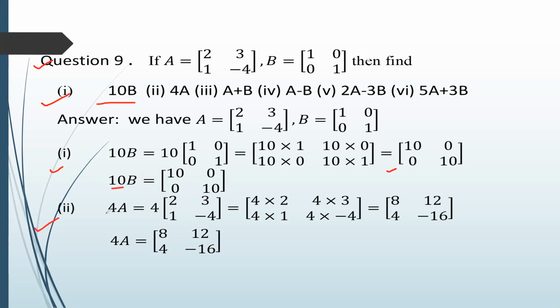Now we go for the second part, which is 4A. It means 4 multiplied by A. Now we multiply each element of A by 4. So 4 multiplied by 2, 4 multiplied by 3, 4 multiplied by 1, 4 multiplied by minus 4. So we get 8, 12, 4, minus 16. So the value of 4A is this. So is that clear?